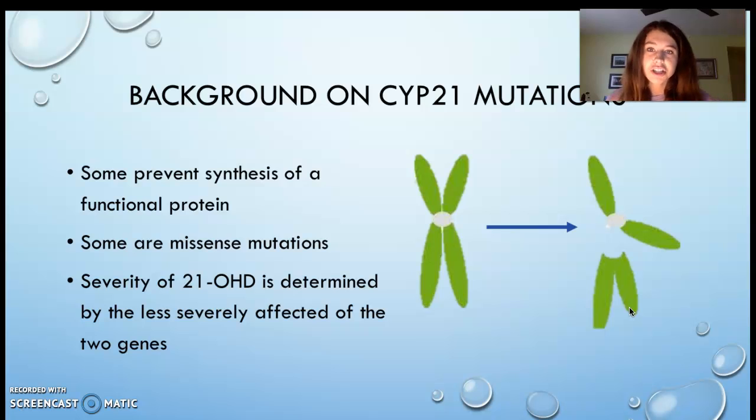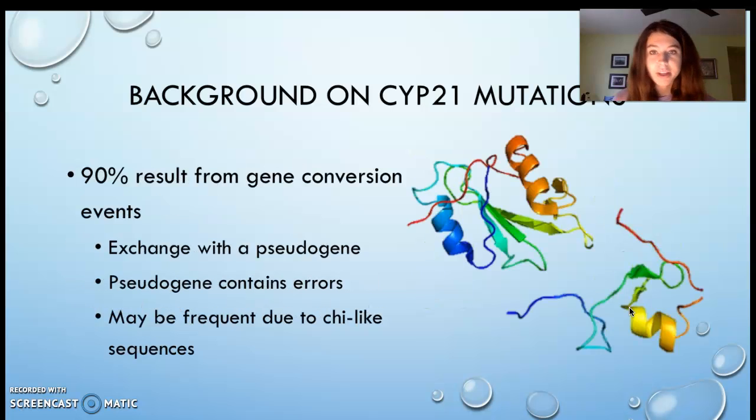Some background on mutations. Different mutations will affect the functionality of the enzyme differently, depending on if they're large deletions, just point mutations, maybe missense mutations. And the severity of 21-hydroxylase deficiency is determined by the least severely affected of both genes. So that's how the phenotype will be determined.